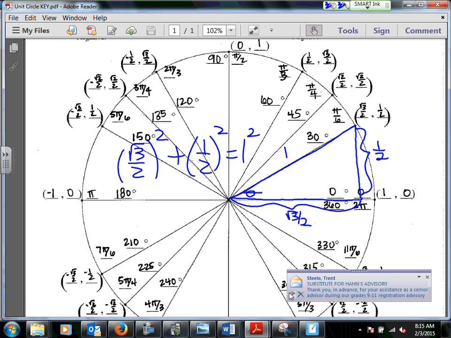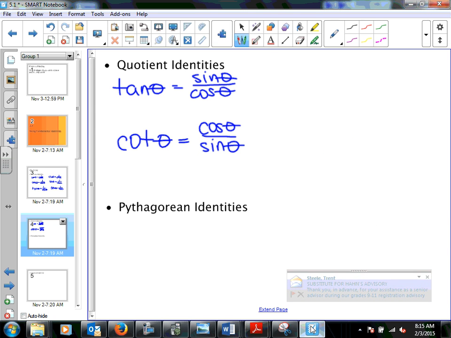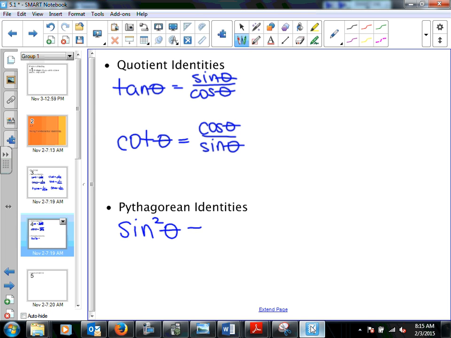Okay. Now I can set up a triangle like that for each of our angles on the unit circle, right? And each time, this is going to be our x value, which is cosine, right? This is going to be our y value, or our sine value of the angle, and our hypotenuse is always 1, correct? So we have the identity that sine squared plus cosine squared equals 1.